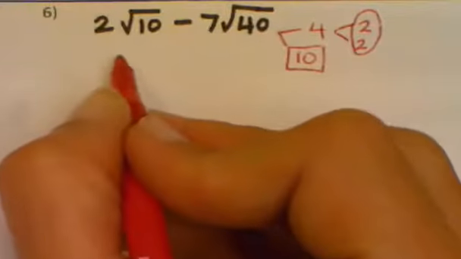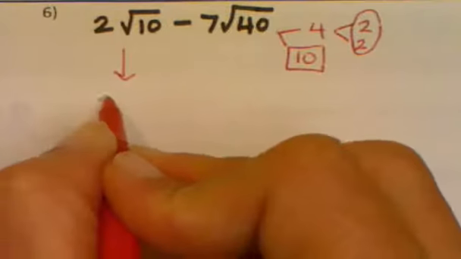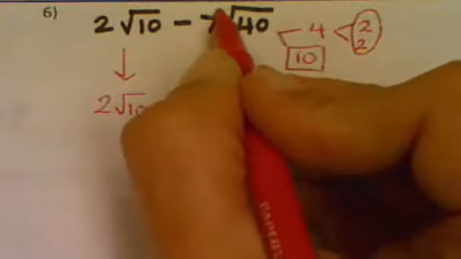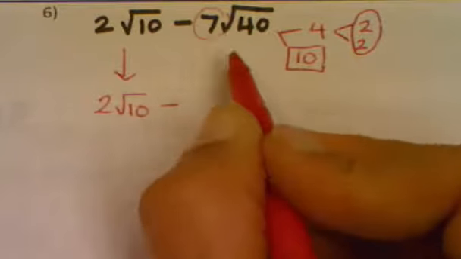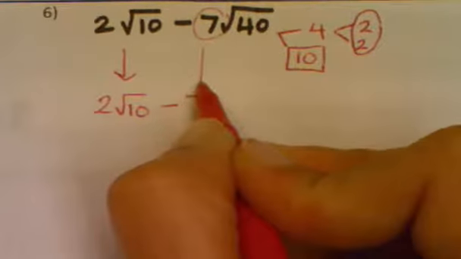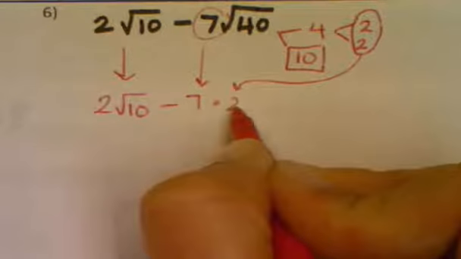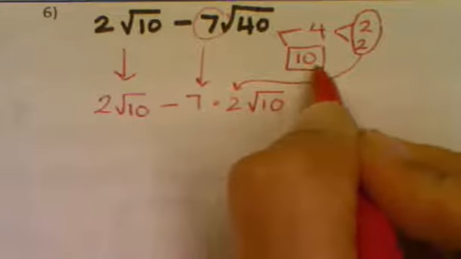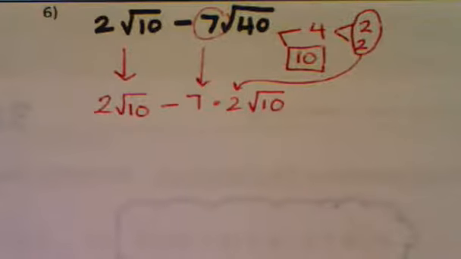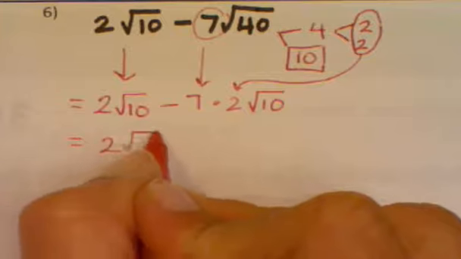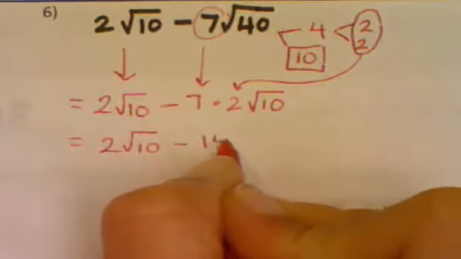So we'll rewrite this. We'll bring down the 2 root 10. We haven't changed that. And then here, don't forget about this 7. So I brought down the minus, and then it's going to be that 7 times the 2 from here. And then all root 10. The 10 stays in. Remember, loner stays home. So then from here we can say we have 2 root 10 minus 14 root 10.